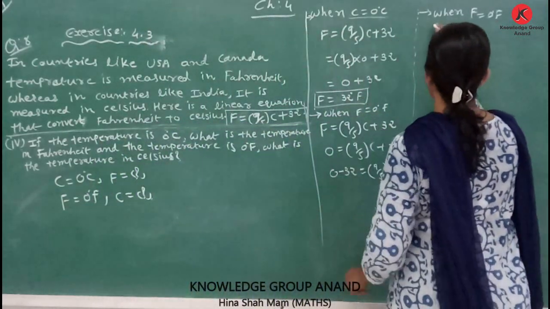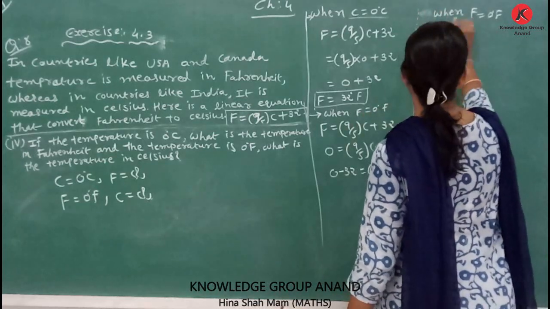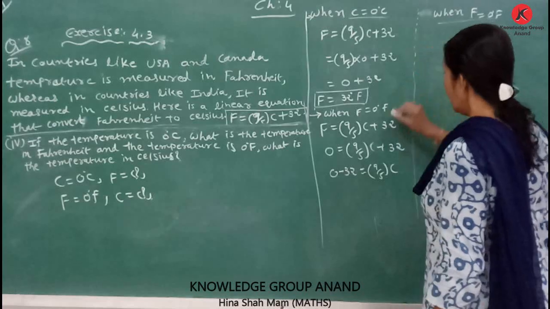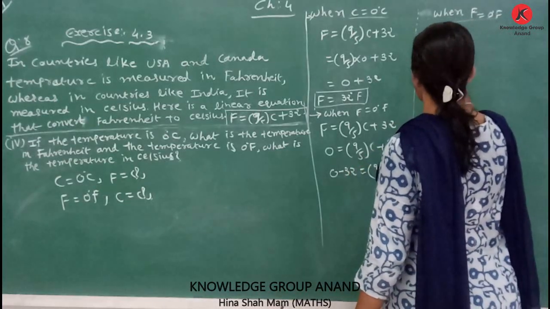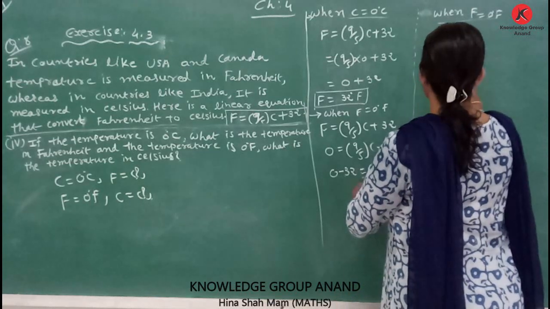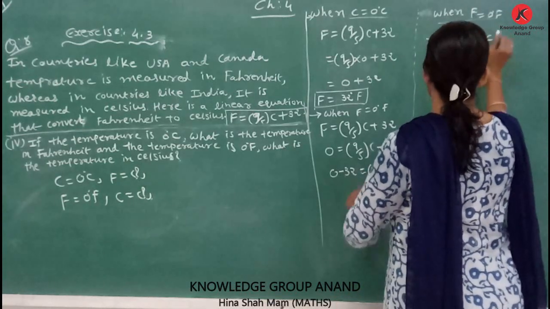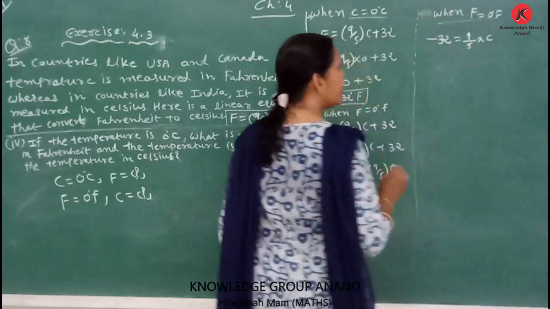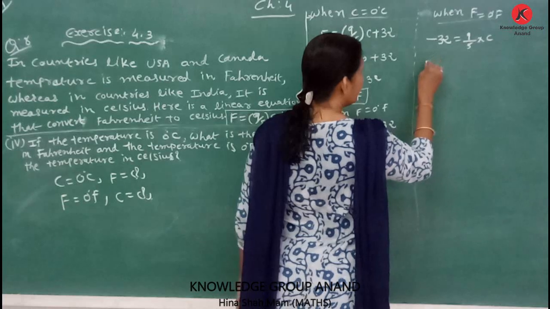0 minus 32. This is the question, continue here. When F is equal to 0, 0 minus 32, then minus 32 is equal to 9/5 multiplied by C. We simplify this and find C.